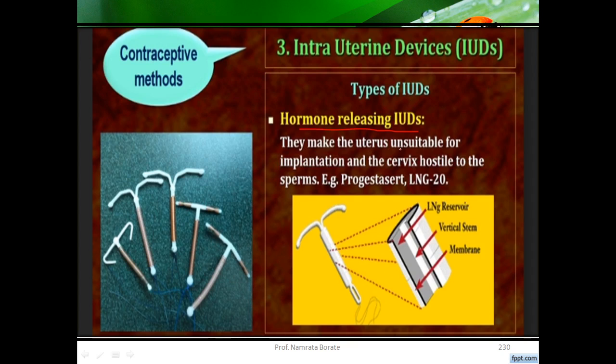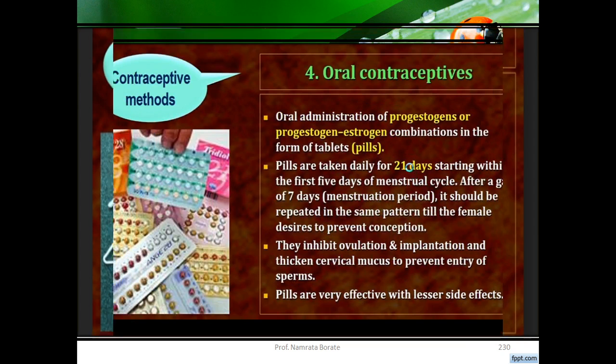The third type is the hormone-releasing IUDs. They make the uterus unsuitable for implantation and the cervix hostile to the sperm. Examples are Progestasert, Mirena and LNG-20.